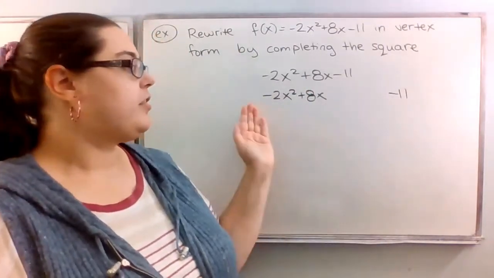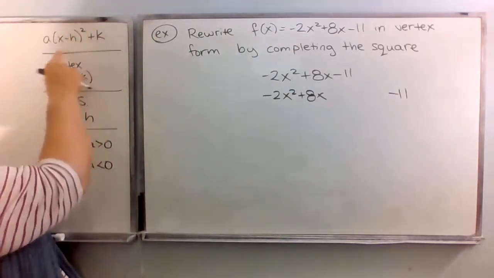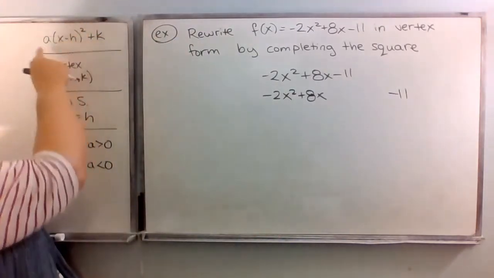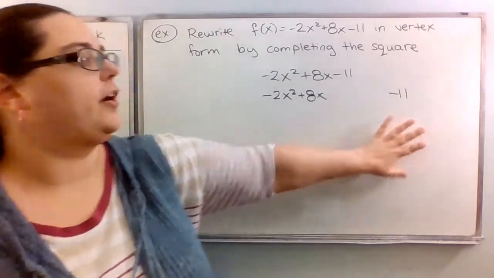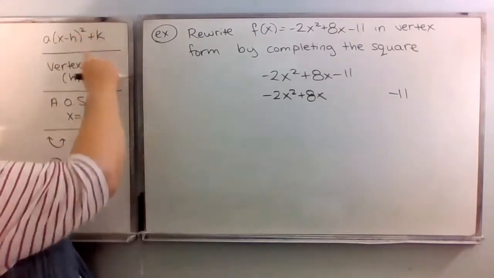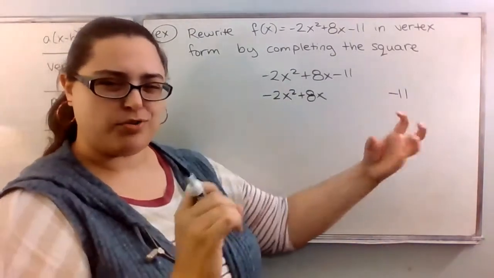Ultimately, this piece here is what we're going to try and turn into this piece here of vertex form. And then this constant term, there's going to be more over here, but that's what's going to turn into the k. So eventually, that's kind of the two pieces that we're trying to get to here.